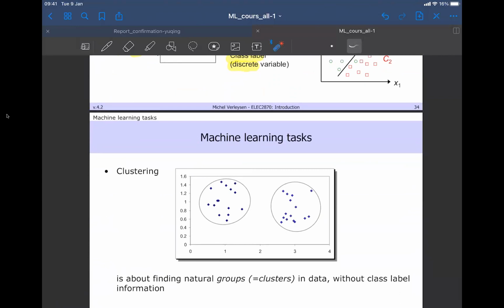I also spoke about clustering. So another thing we will see, maybe not in my course, but in the next one, is that you can find clusters inside the data with some types of models.